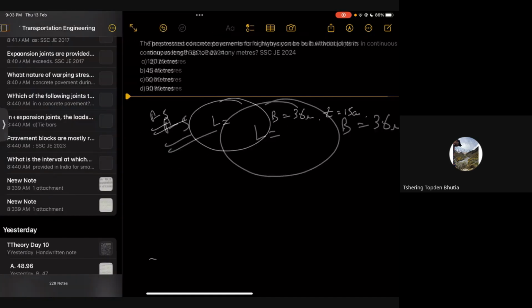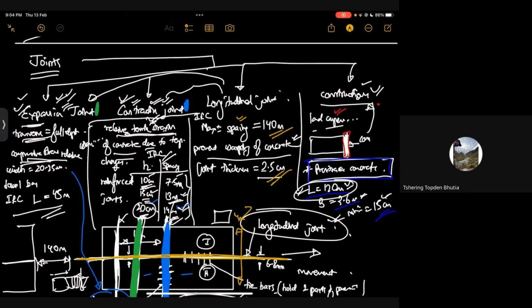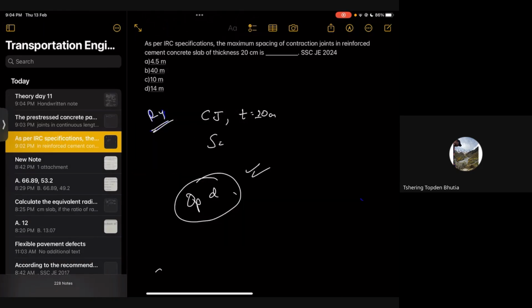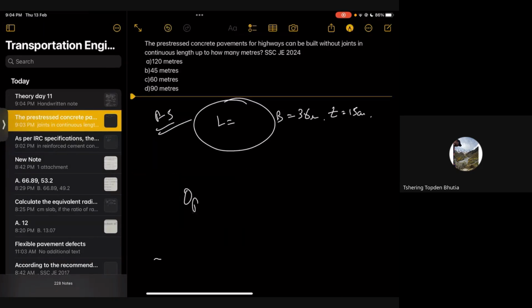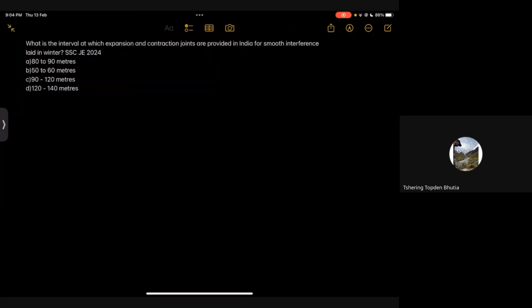So for pre-stressed concrete pavement we have 120 meters, which is given by option number. Okay, let's move ahead. I have told you this, so learn from here.